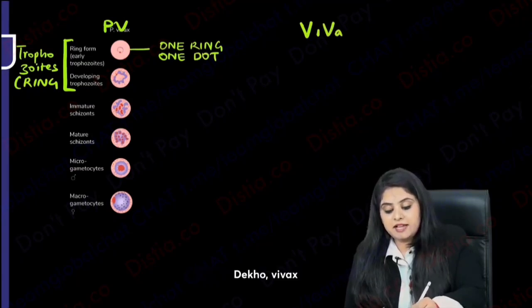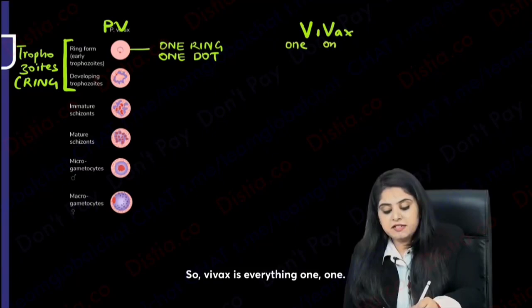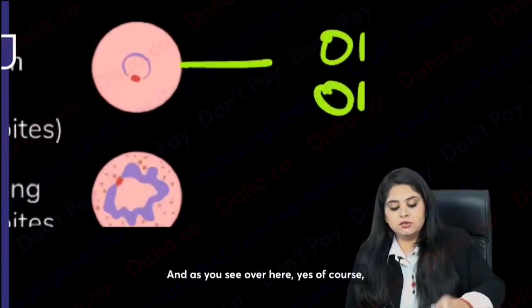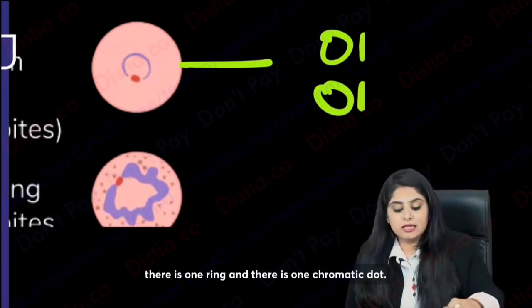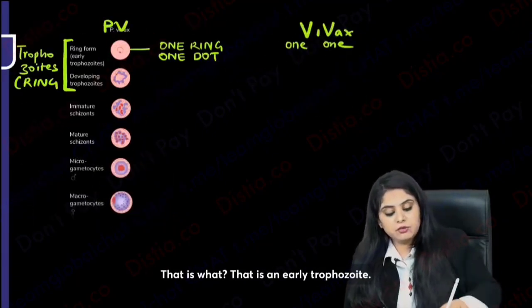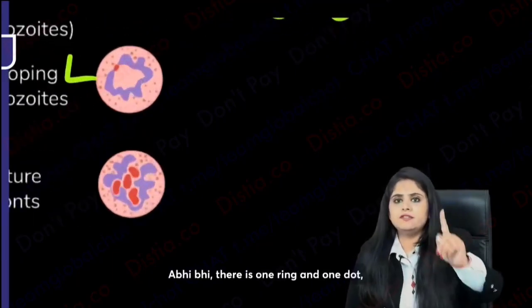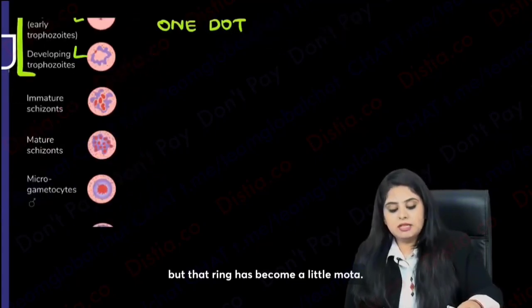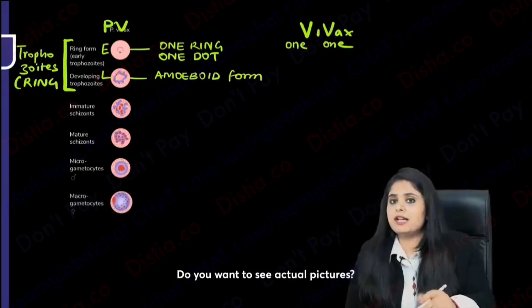Look, vivax has that V sound. So vivax is everything 1, 1. Vivax 1, 1. One ring, one dot, and as you see over here, yes, of course, there is one ring and there is one chromatin dot. That is an early trophozoite. As it becomes late, can you see? There is still one ring and one dot, but that ring has become a little thicker. That ring has become a little thicker, so this ring form is now referred to as the amoeboid form. Do you want to see actual pictures?